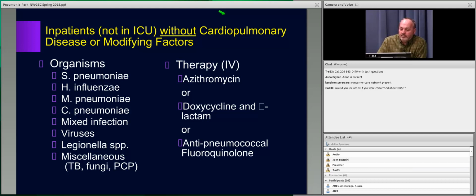All right, we're moving across from left to right on our original algorithm. Now we're talking about inpatients. So they're sick enough to be admitted to the hospital, but they don't need to go in the ICU, and they don't have risk factors. Okay. Same pathogens, for the most part, that you see in the outpatients with pneumonia.